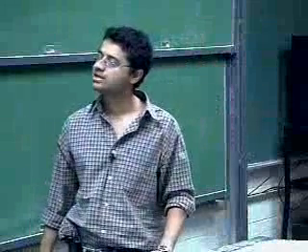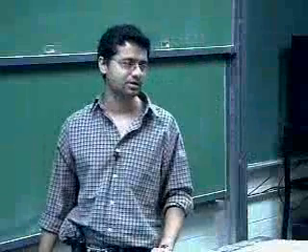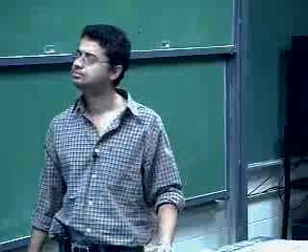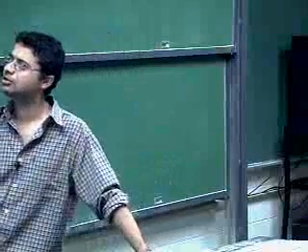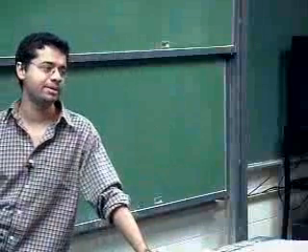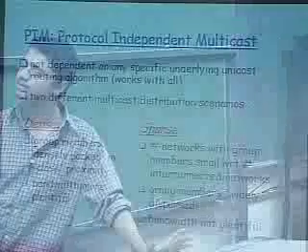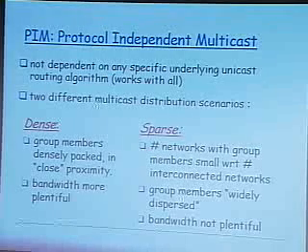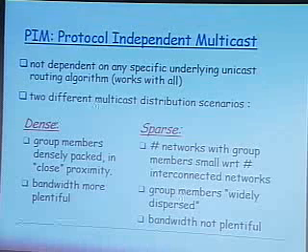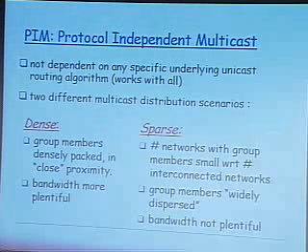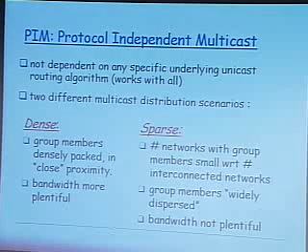Now there's another proposal for multicast on the internet, which is protocol independent multicast, or PIM. Protocol independent multicast does not depend on any underlying unicast routing mechanism. It works with all sorts of unicast routing mechanisms. There are two different distribution scenarios here: PIM dense mode and PIM sparse mode.